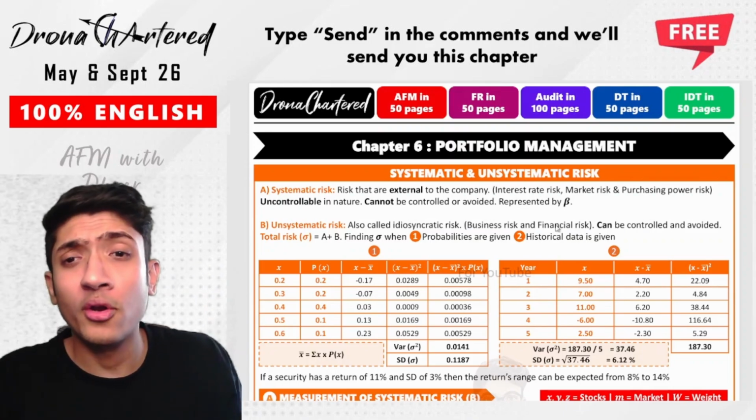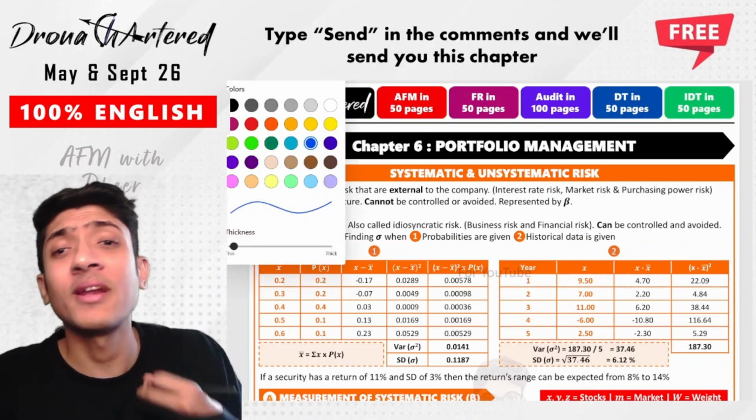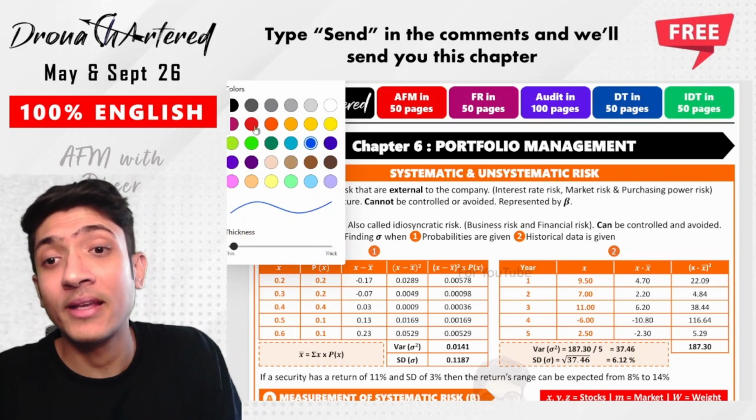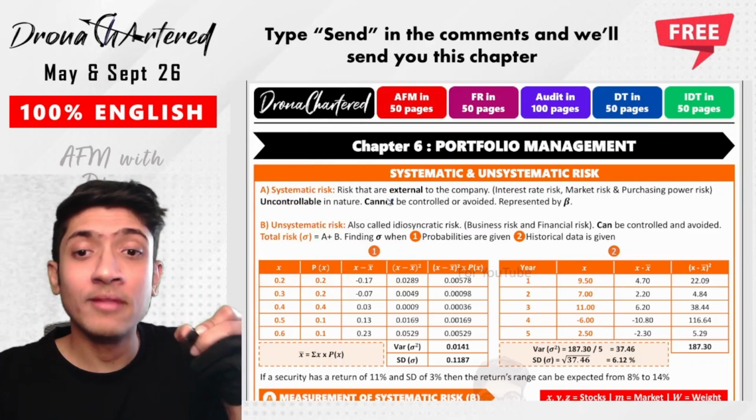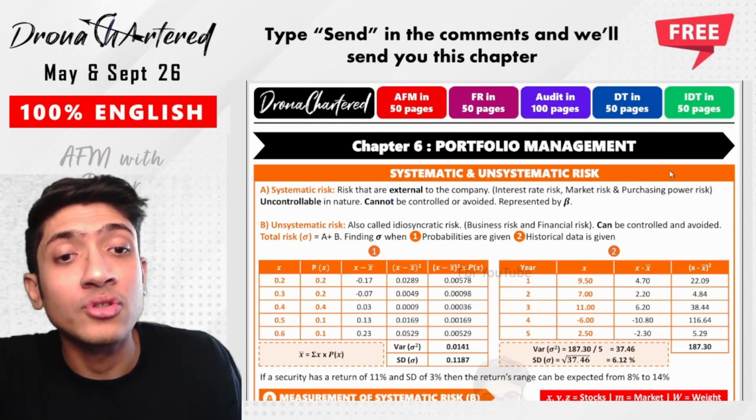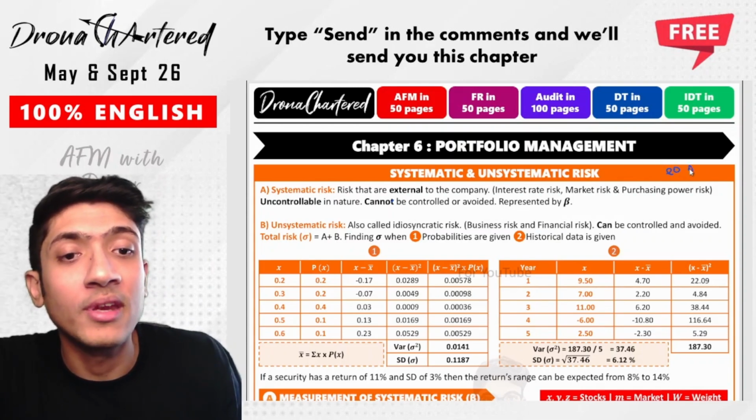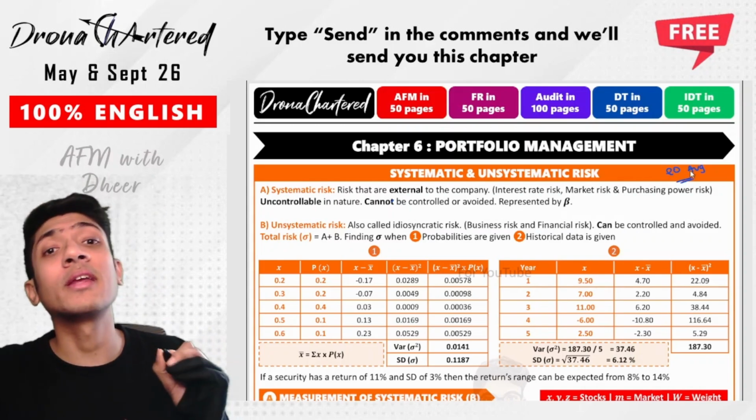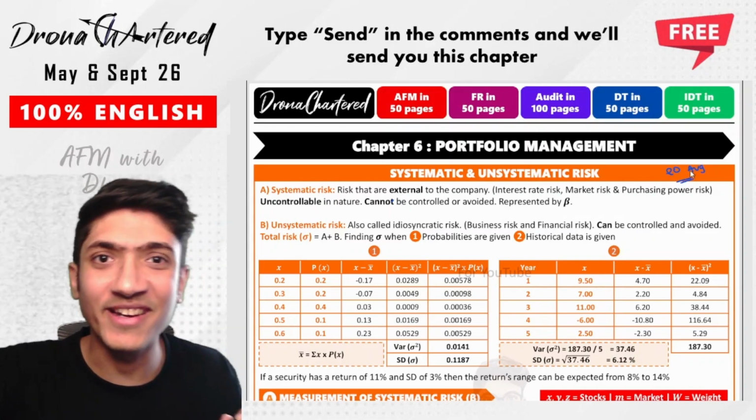Now, a lot of the students do not like this chapter. I myself, when I was a student, didn't like this chapter, and that is why we will be studying this chapter, because it comes for an average of 20 marks every attempt. So it is a very important chapter. Let's get right into it.